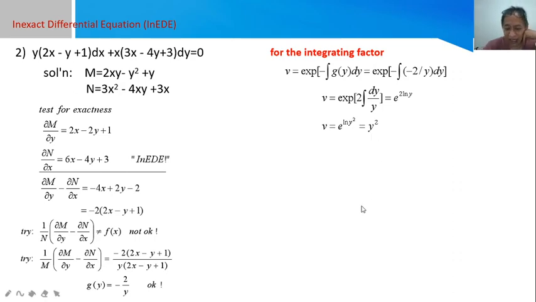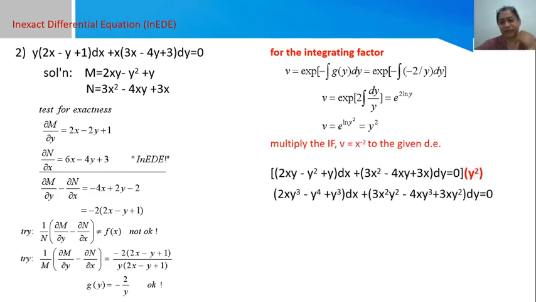Now, the integrating factor, denoted with v, will be multiplied to the given DE, and our purpose there is to convert it into an exact DE. The original equation is multiplied with y squared, being the integrating factor, so I distribute, and these are now the terms produced. Then I have to retest for exactness. This is my M, and this is my N.